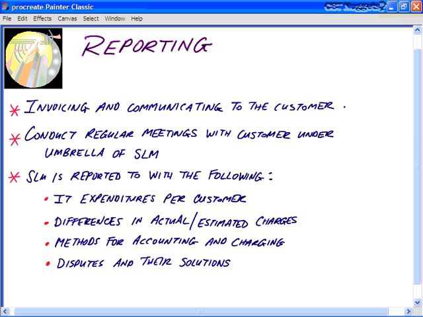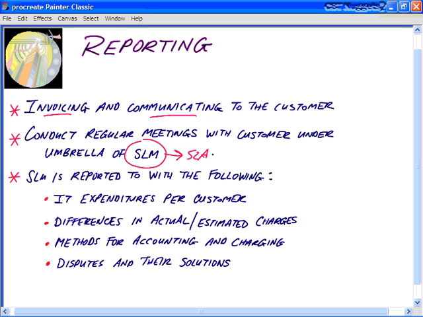The final element or activity of the IT service management process is reporting, and this includes the invoicing process, invoicing and all communication to the customer or the end user. It also involves conducting regular periodic meetings with the customer, perhaps on a monthly basis. And this is all going to be under the umbrella of service level management based on service level agreements.